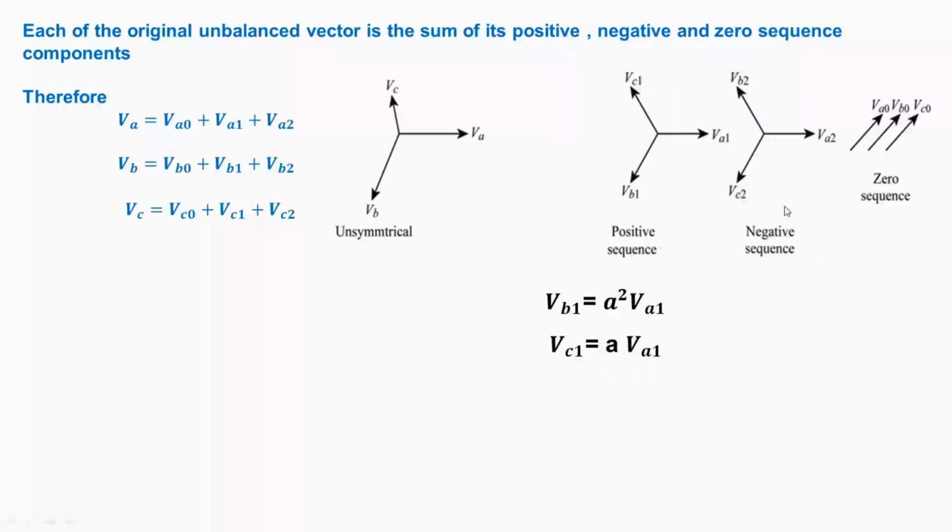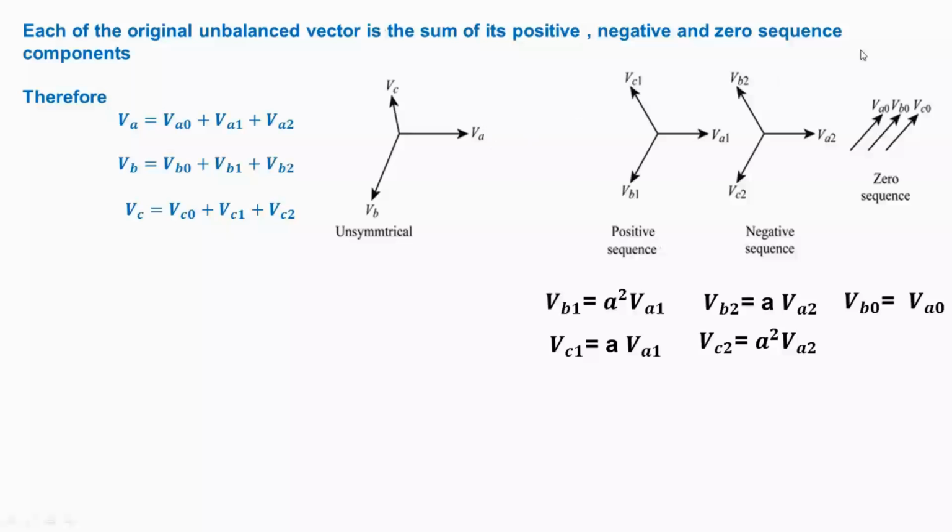Then consider the negative sequence network. Here also, in the negative sequence network, VA2 is rotated by 120 degrees to get VB2. So VB2 is equal to A into VA2. Then rotating by 240 degrees, that is A square into VA2, is equal to VC2. VC2 is equal to A square into VA2.